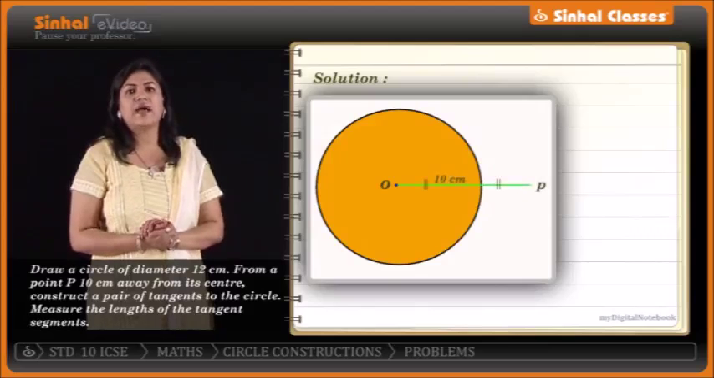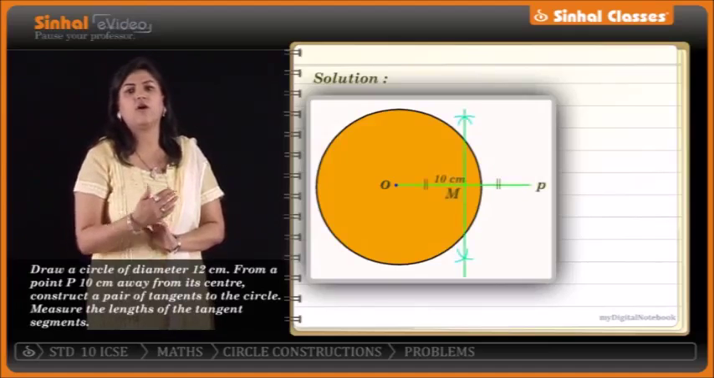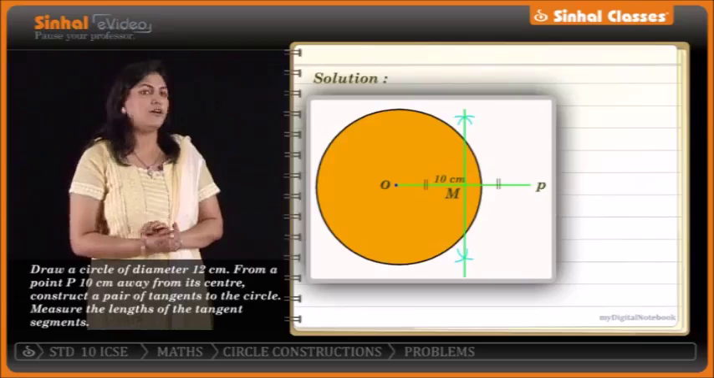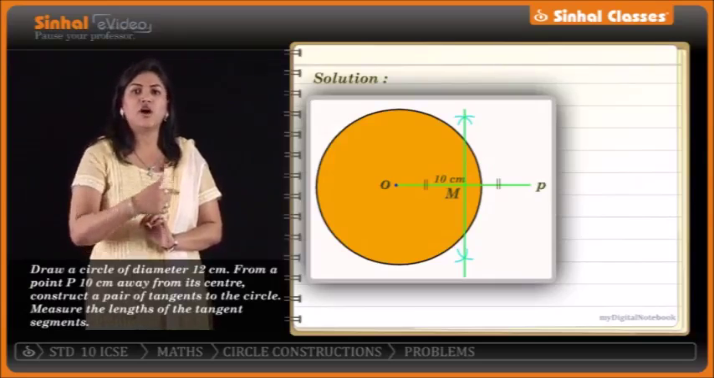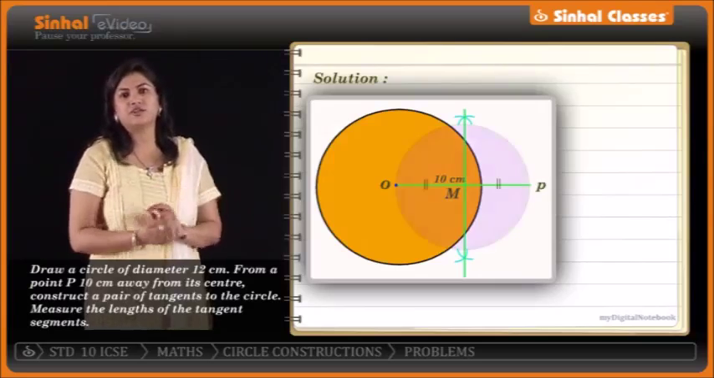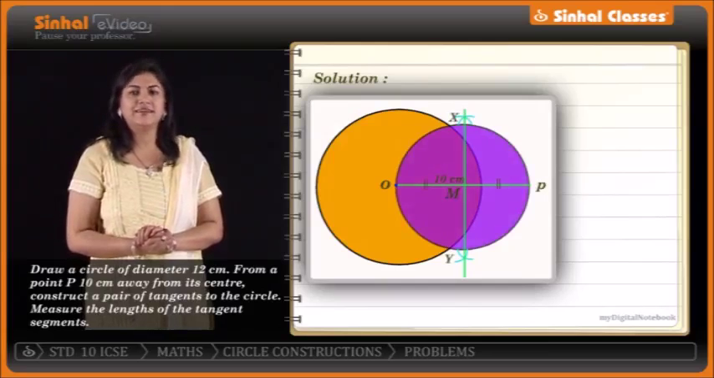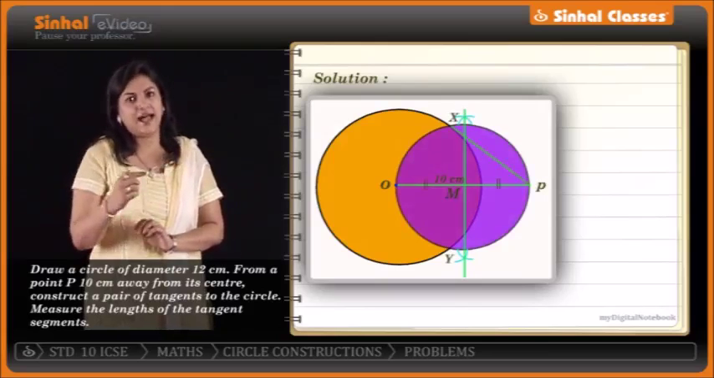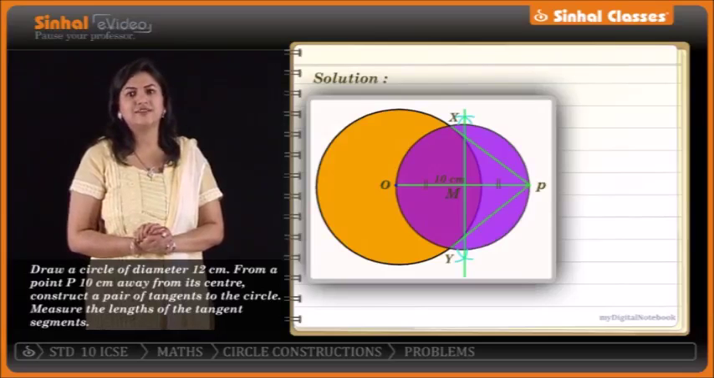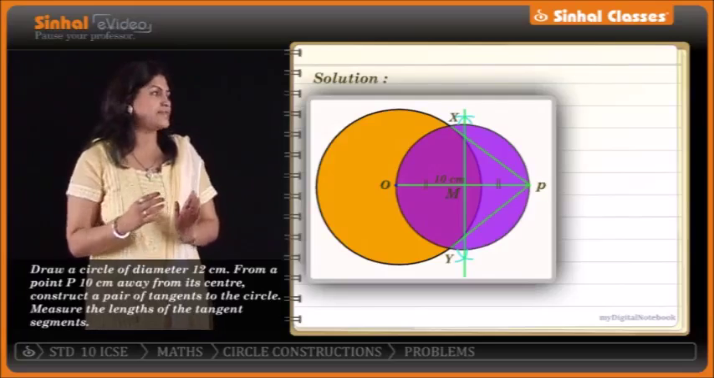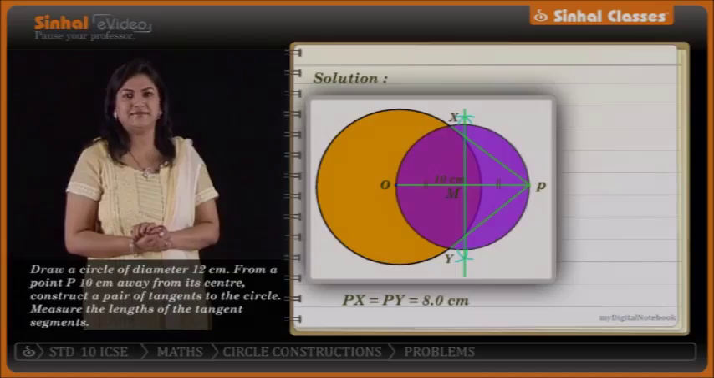Now mark M as the midpoint of OP, that is, we draw the bisector of OP. Now with M as center and PM as the radius, draw a circle touching the original circle at the points X and Y. Now join PX and PY. These two are the required tangents. Now measure the length of PX and PY. We get it equal to 8 cm.